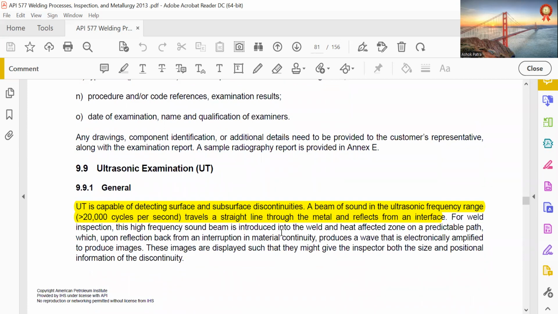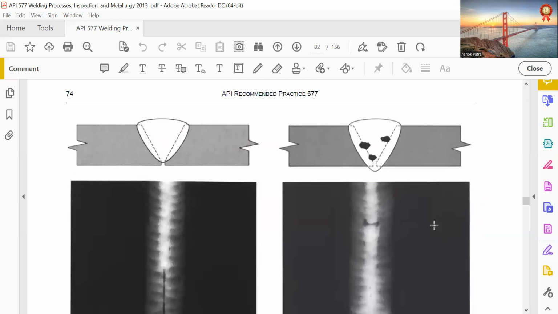Ultrasonic examination. UT is capable of detecting surface and subsurface discontinuities. A beam of sound in the ultrasonic frequency range, greater than 20,000 cycles per second, travels in a straight line through the metal and reflects from the interface.